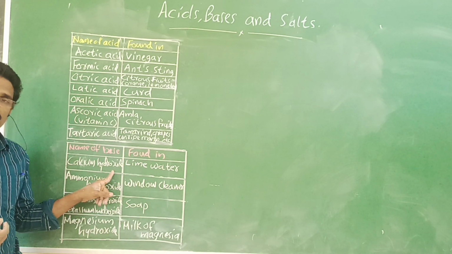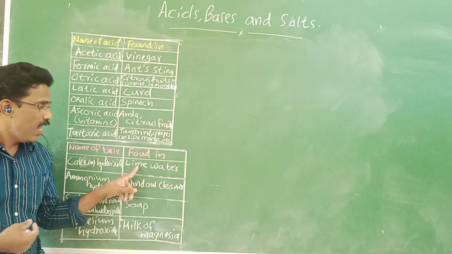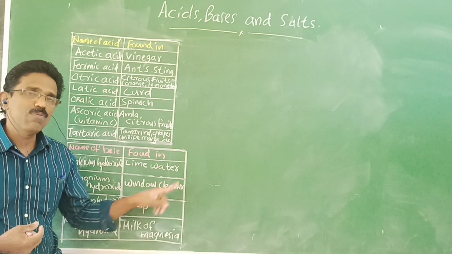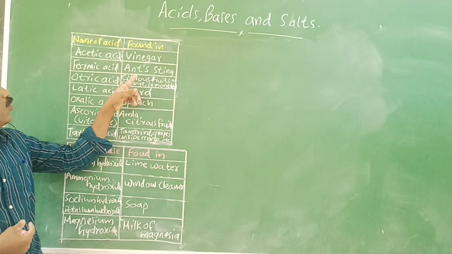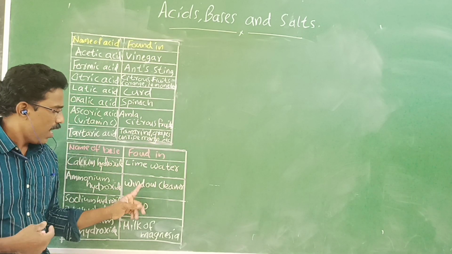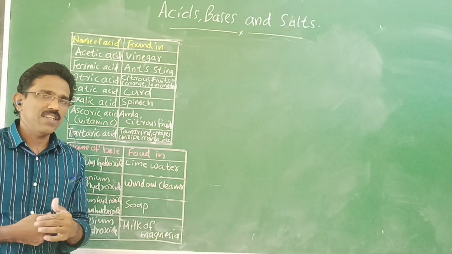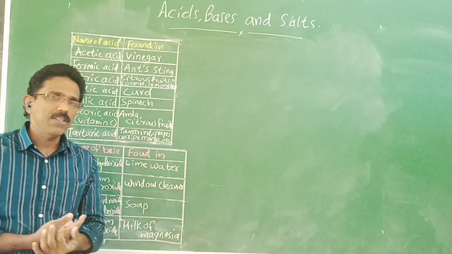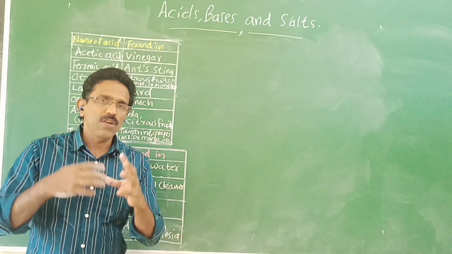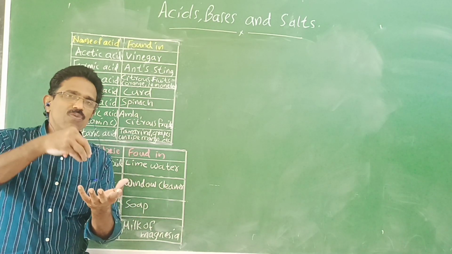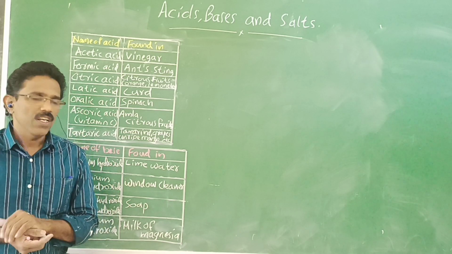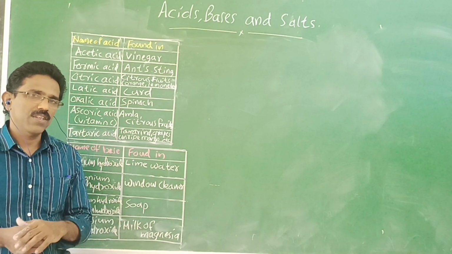Calcium hydroxide. Calcium hydroxide is present in lime water. Don't confuse lime water and lime juice. Lemon juice contains citric acid, and it is different from lime water. Lime water means there is lime, you know that. When the lime is mixed with water, we get a solution that is called lime water.